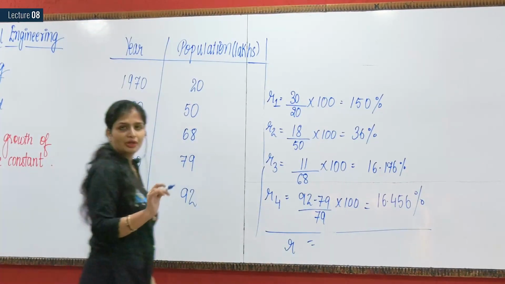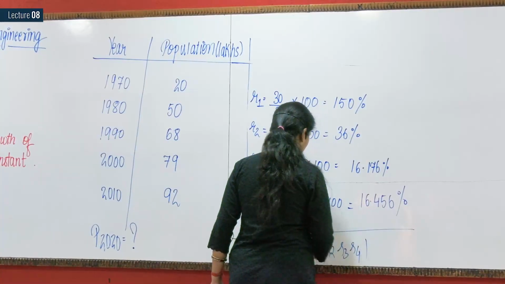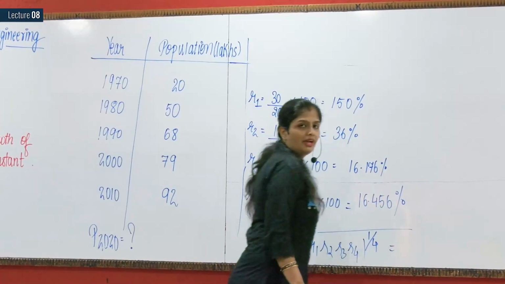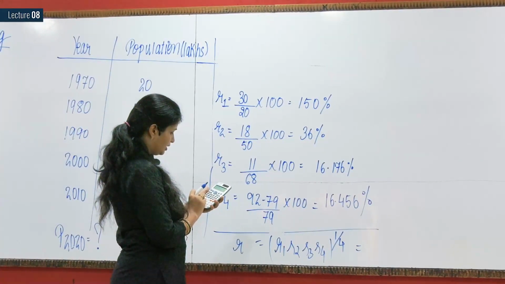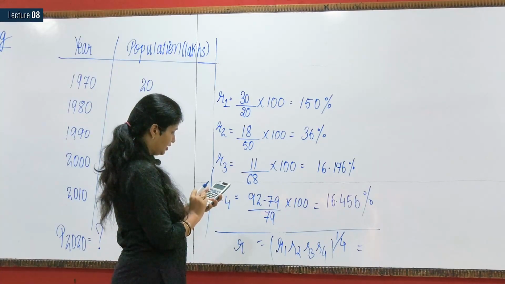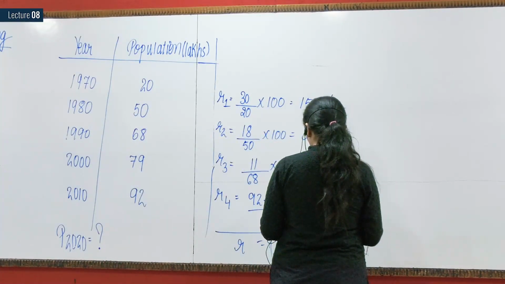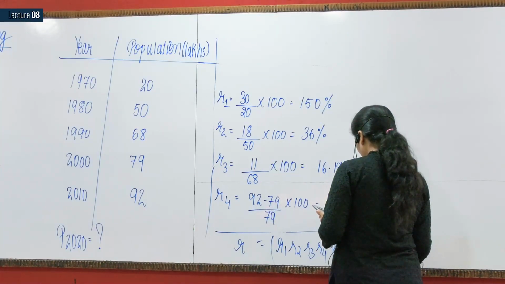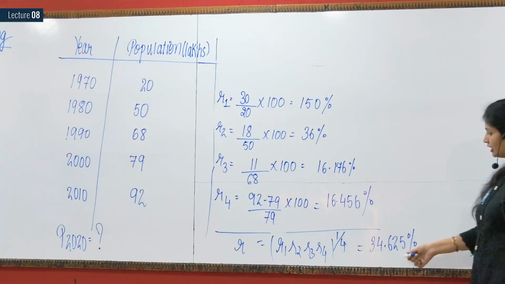What is R? We will do it by the geometric increase method. R is (R1 × R2 × R3 × R4) whole to the power of 1 by 4. So, we will solve this: 150 into 36 into 16.176 into 16.456, and whole to the power 1 by 4. So, R comes out to be 34.625% per decade.